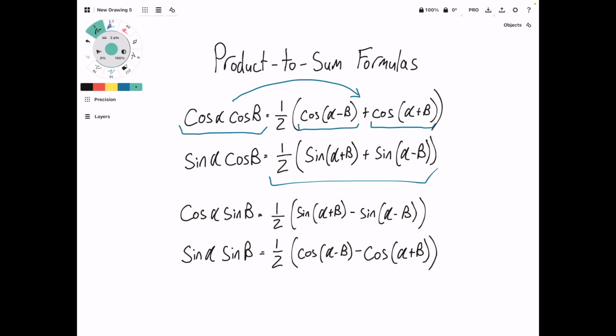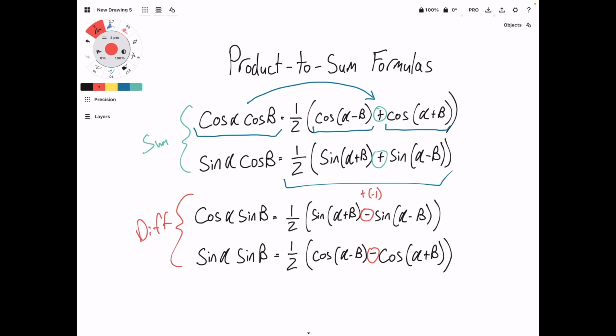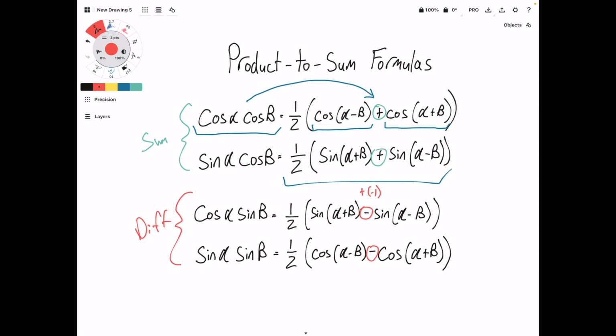What I want to point out here is that we do have 4 formulas, 2 of which express a sum, which is like the addition of these trig functions, and 2 of which express a difference. In this case, all of these are still product to sum formulas because you can imagine this as adding a negative version. In the next part of this video, I'm going to show you how to derive these formulas from the sum and difference formulas for cosine and sine, and then we're going to run through some practice problems.